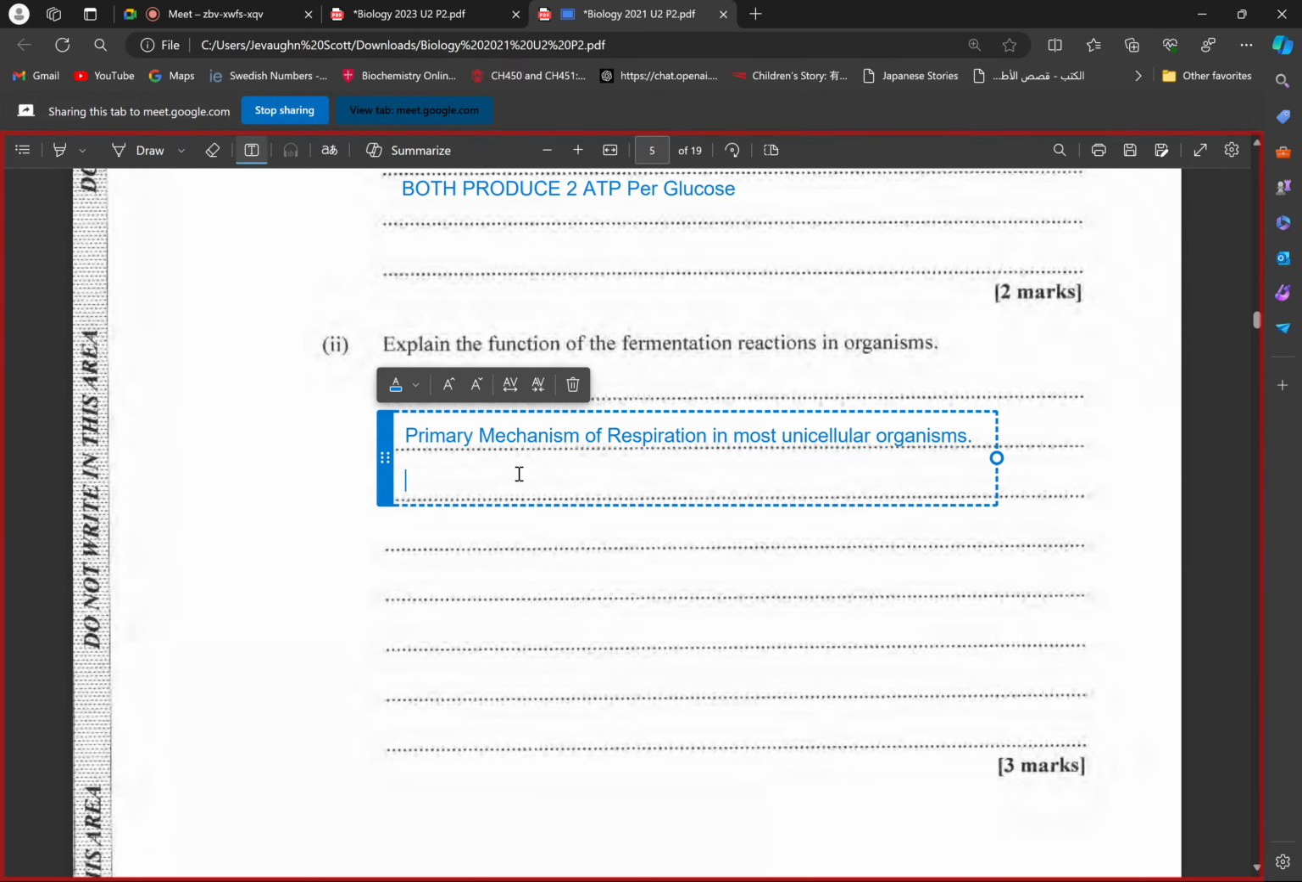Well, I guess. Oh yeah. Sir, is it not ATP and pyruvate?